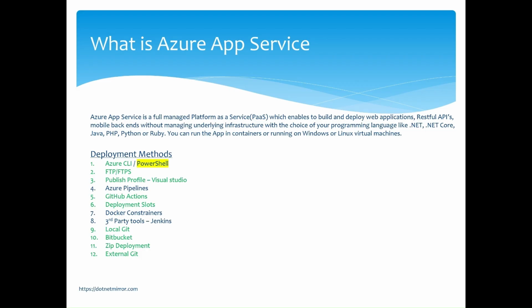There are many ways to get your code into Azure. You can use FTP, Visual Studio Publish Profile, GitHub Actions, or even Docker containers. While we often use Azure Pipelines for DevOps, today we are focusing on the scripting method, especially using Azure PowerShell to automate the creation and deployment process. The ones which are in green, I already created videos. I will provide the link in the description.